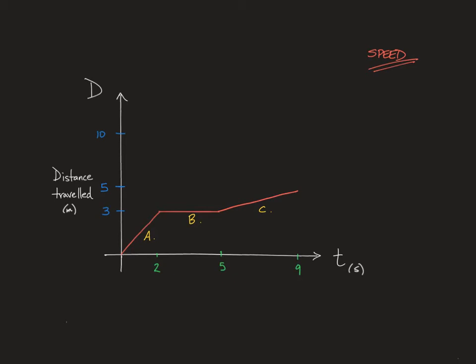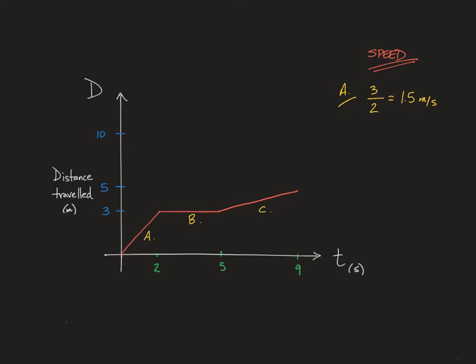The first thing we notice is that over all 3 segments, our slope is constant. And because of that, our speed is constant. I want to focus on segment A and segment C. If we do a quick calculation of the speed in segment A, my slope is my speed, my rate of change. I traveled a distance of 3, it took me 2 seconds, therefore my speed was 1.5 meters per second.